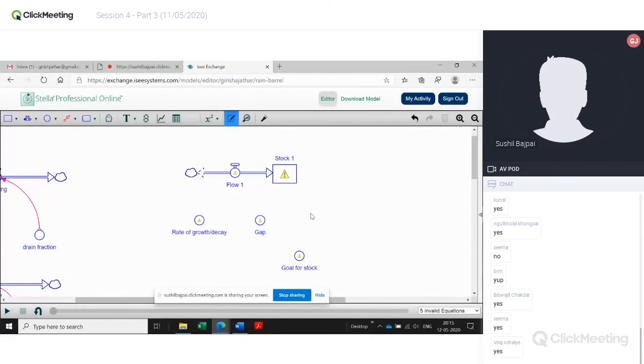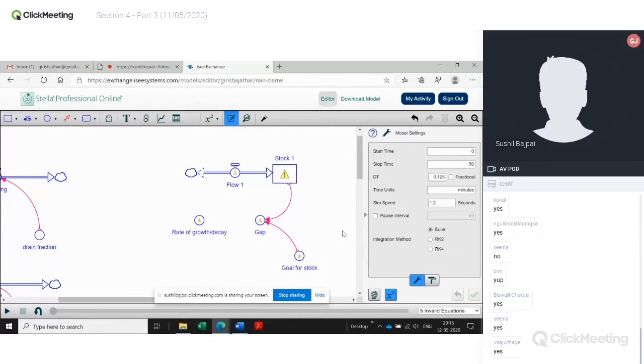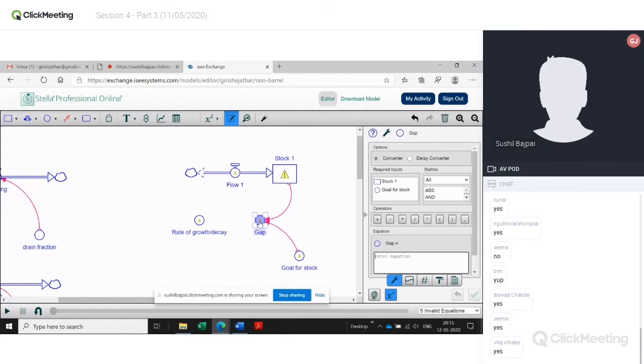Now join the converters. First join stock to gap and goal for stock to gap. Here I will emphasize what would be the equation for gap? Equation for gap would be stock minus goal for the stock. That would be the equation which will be guiding this. And then from gap, you put the arrow to flow one.